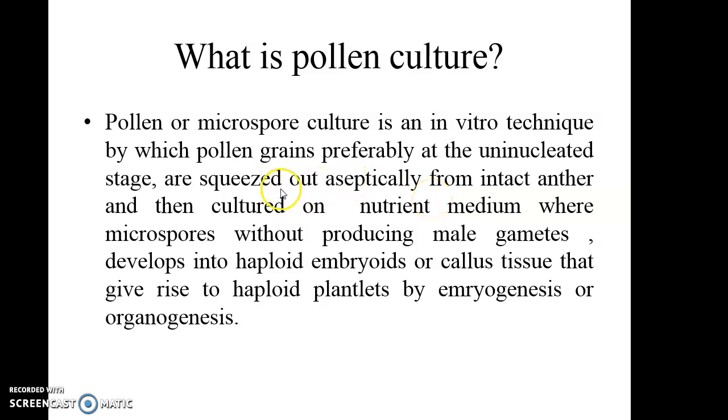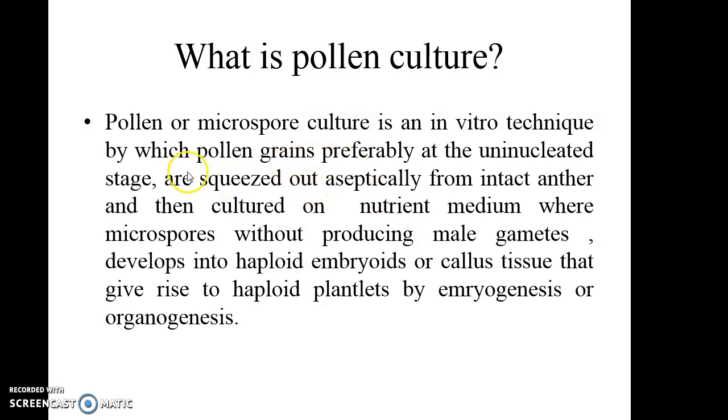And after that, what happens? The pollen grain may develop into embryoids or callus tissue. Those will not produce male gametes. In nature, these microspores and pollen grains divide mitotically, and that will give rise to two male gametes.